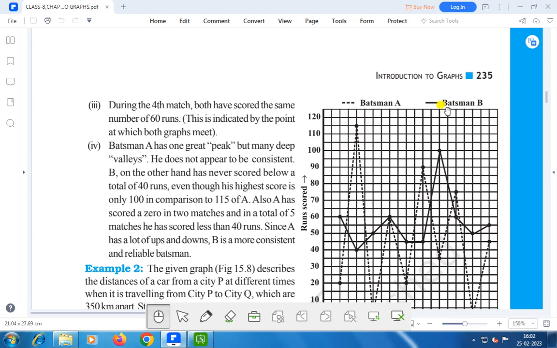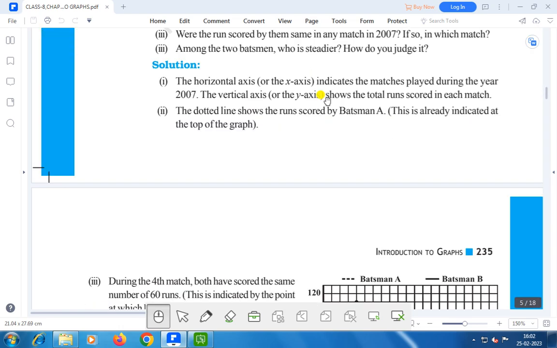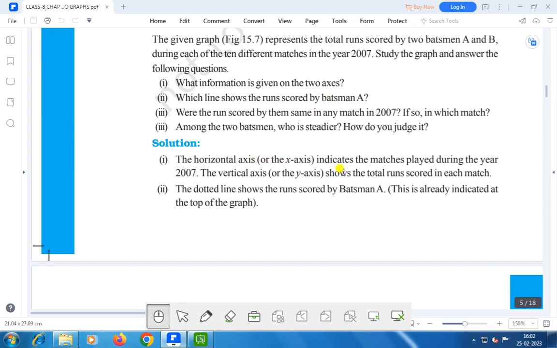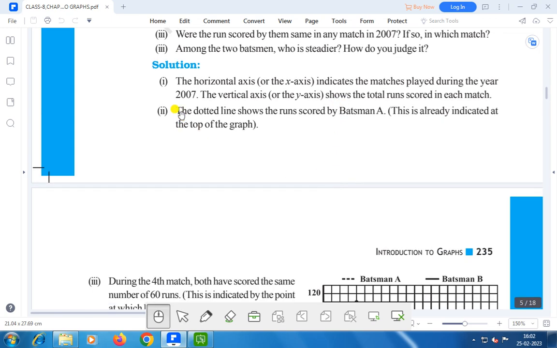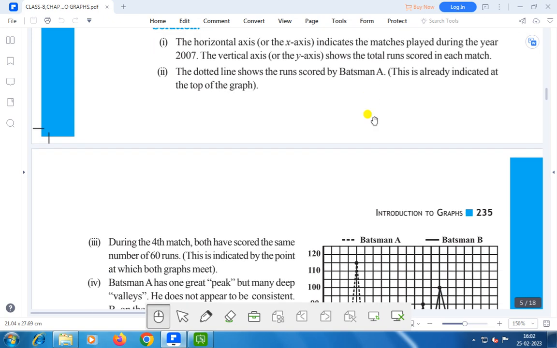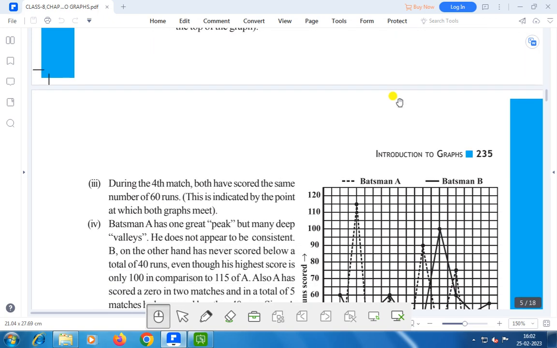Batsman A, and this is for batsman B, right? Here the horizontal axis, the x-axis, indicates the matches played during the year 2007. The vertical axis shows the total runs scored in each match. The dotted line shows the runs scored by batsman A. This is already indicated at the top of the graph.